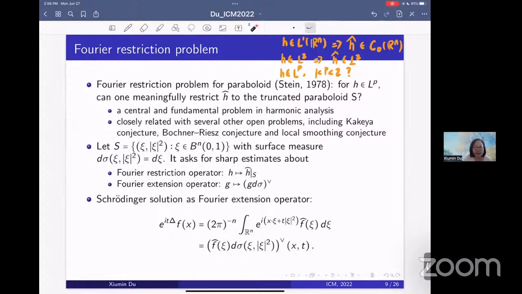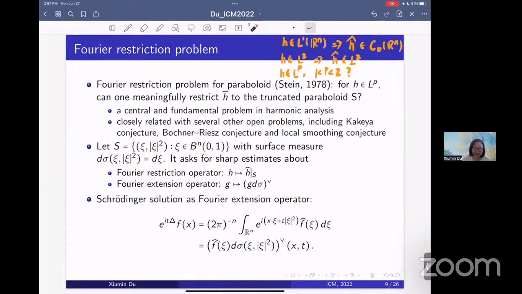And this question is a central and fundamental problem in harmonic analysis. It's closely related with several other open problems, including Kakeya, Falconer distance, and local smoothing conjectures. To be explicit, let's consider the Fourier restriction problem for the truncated paraboloid. Here we use S to denote the truncated paraboloid, (ξ, |ξ|²), where ξ is in the n-dimensional unit ball. And the surface measure, dσ, is given by the pullback of the Lebesgue measure on its projection onto the unit ball.